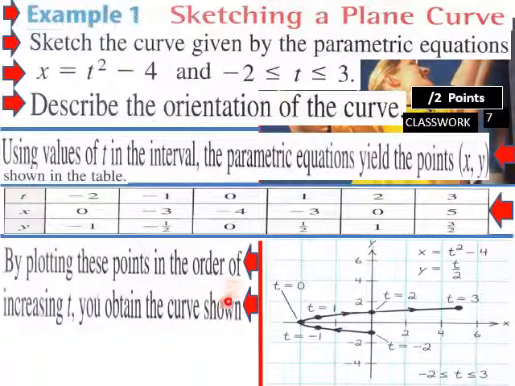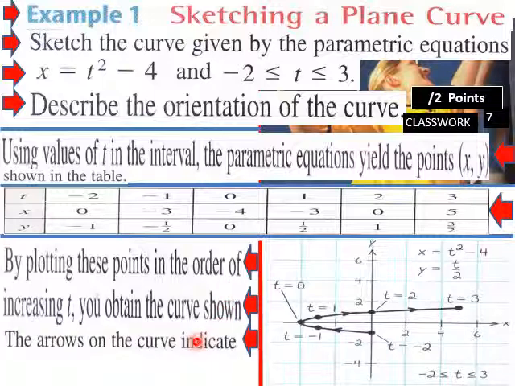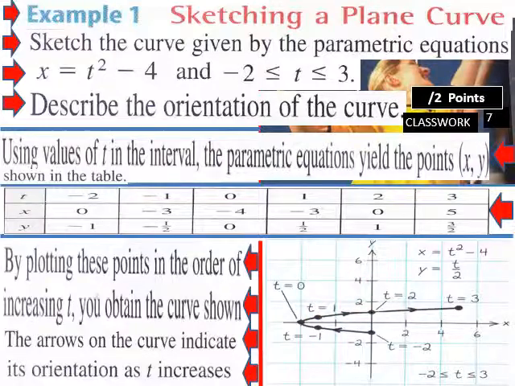By plotting these points in the order of increasing t, you obtain the curve shown. The arrows on the curve indicate its orientation as t increases. So the curve goes in this direction as t increases. I guess you could go further back like this too, but in this particular situation with this model, they want you to go forward with it.